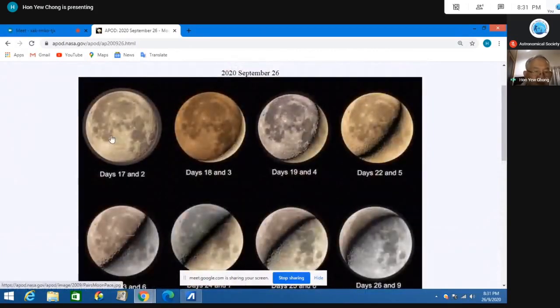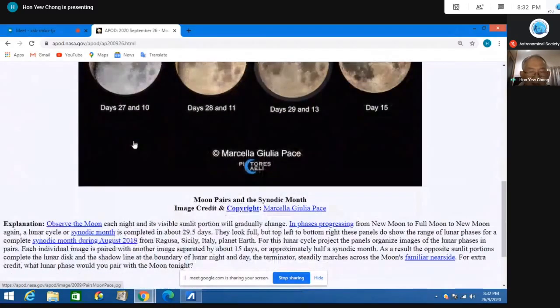First, day 17 of the lunar month and day 2 of the lunar month. Day 2 is on the right side, the second day of the lunar month. So this is the bright part on the right side, but on the left side it should actually be dark. But she put it in such a way that it appears like there's a pair. And then you see the words here, moon phase and the synodic month.